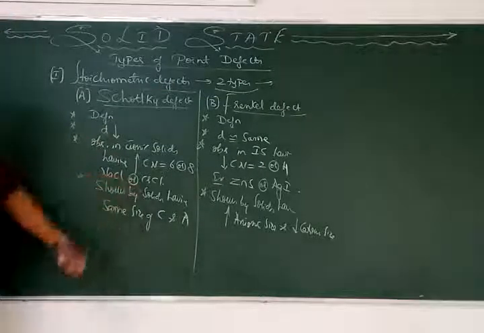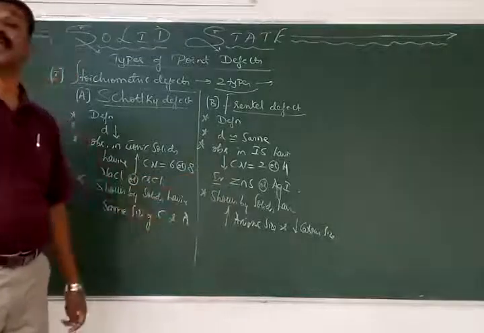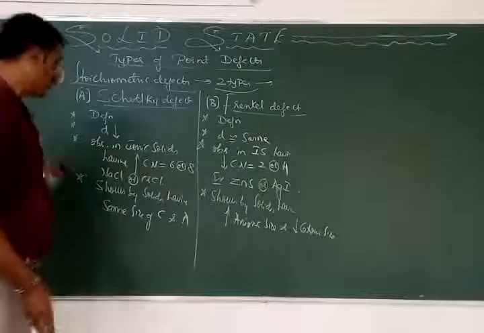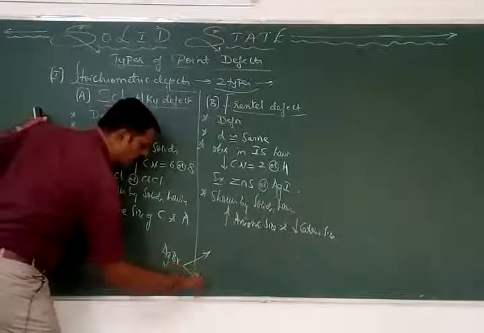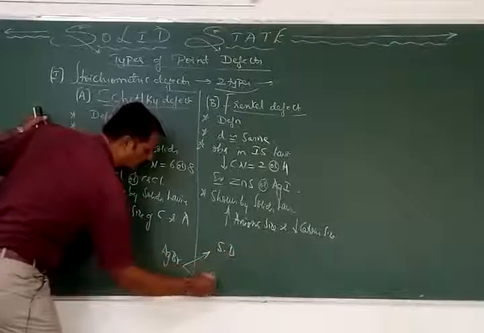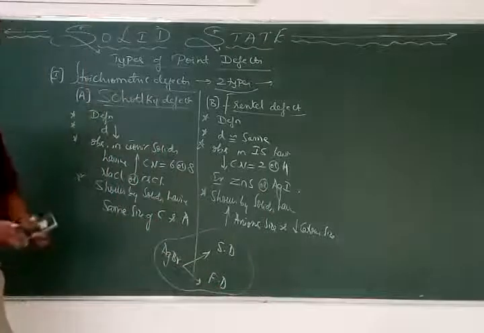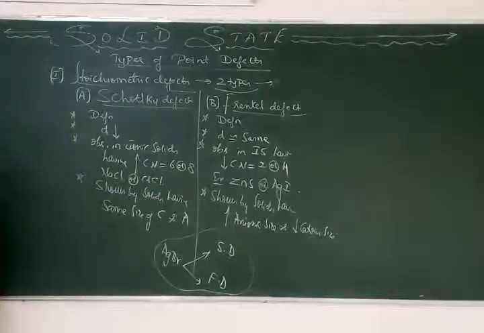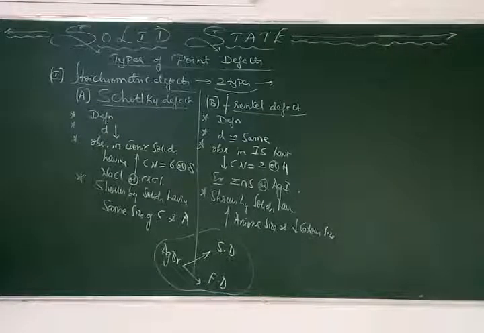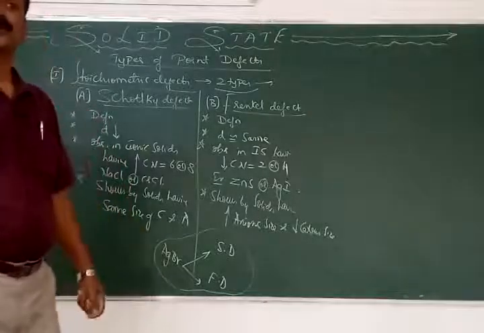Finally, the examples related to this are sodium chloride and cesium chloride, and there it is zinc blende and silver iodide. But AgBr is one exception: silver bromide exhibits not only the Schottky defect but also the Frenkel defect. That is one of the major things we have to observe in the case of silver bromide. Okay.